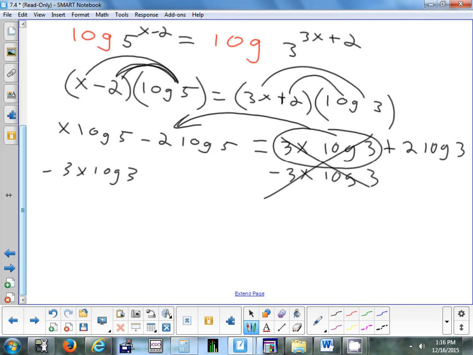And now, if I've made the decision to put everything that has an x on the left, I need to put everything without an x on the right. So Bruce, how would I move negative 2 log 5 to the other side? I'm going to add it. So that's gone.